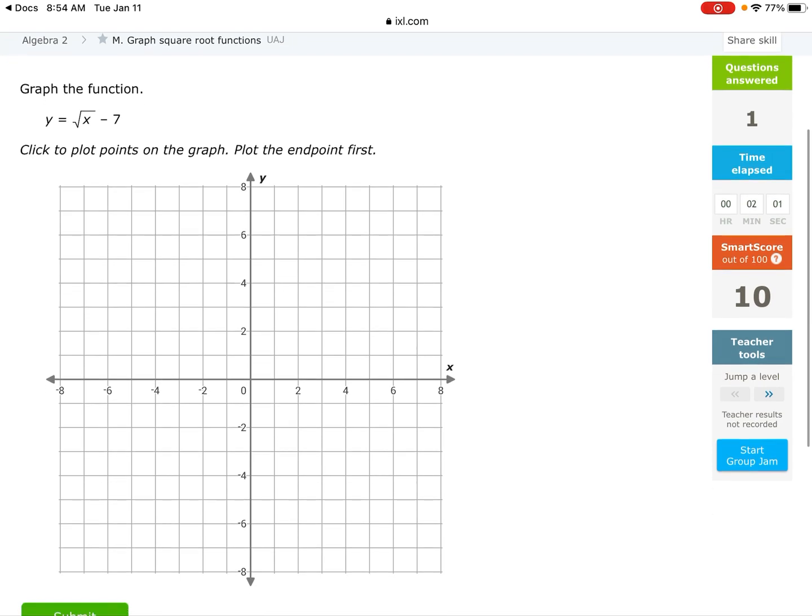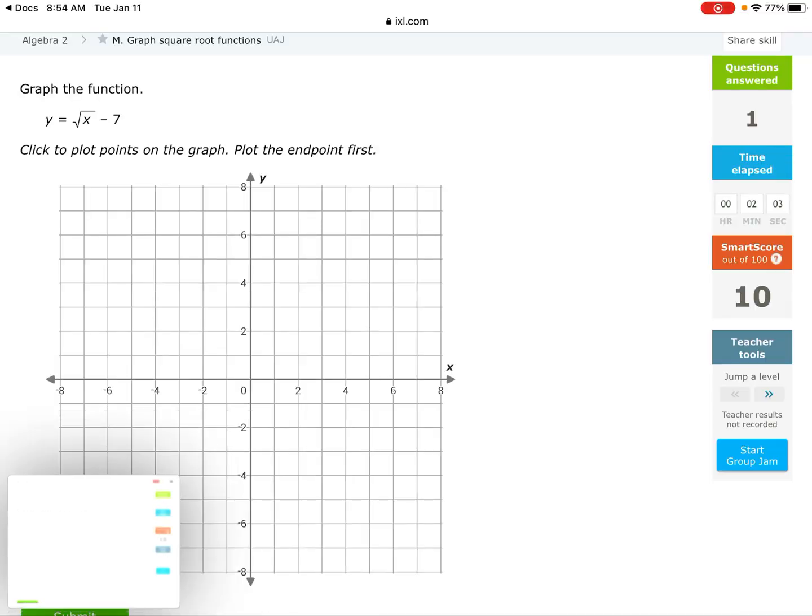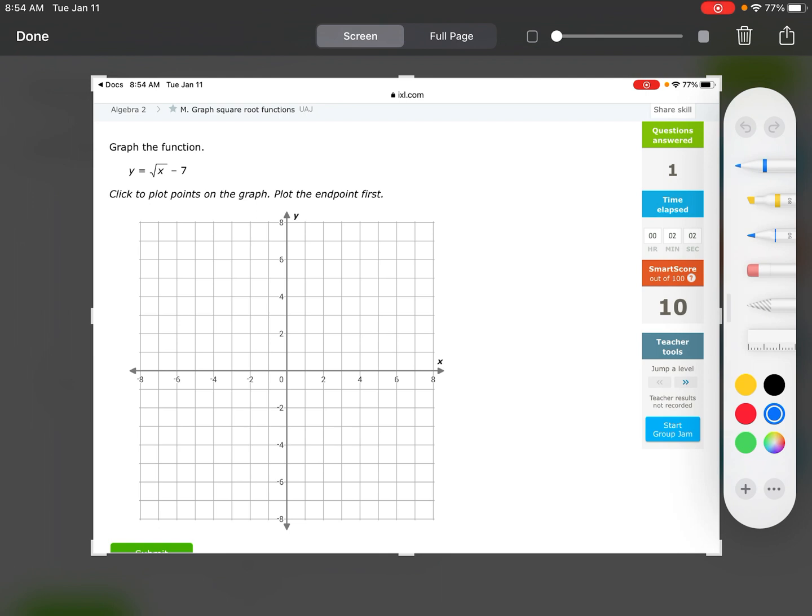Now, when you're dealing with numbers being added or subtracted, that's going to be changing the vertex. But let's just go with what's familiar and look at the number in front. In this case, the slope is 1 over 1. Now, this number here, notice that it's not under the square root symbol, so this is going to actually move it down 7, the vertex.